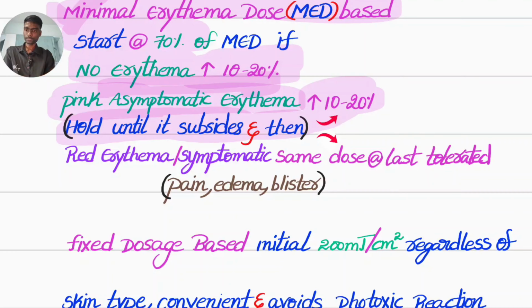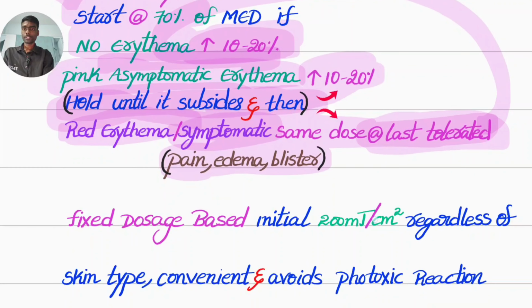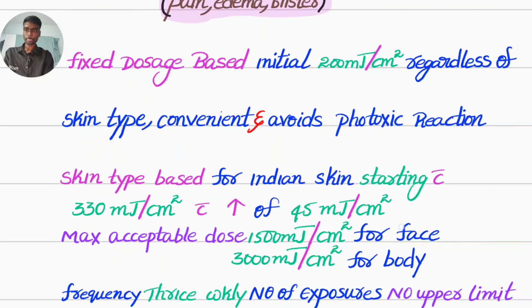In the next session, if the patient gets symptomatic erythema or red, intense erythema, what symptoms? Anything: pain, edema, blister, we will stop until these lesions heal. Then we will restart with the same dose as the last tolerated dose. And then if again no symptoms are there, we will increase by 10 to 20%. Otherwise, we will continue with the last tolerated dose only, based on minimal erythema dosage.